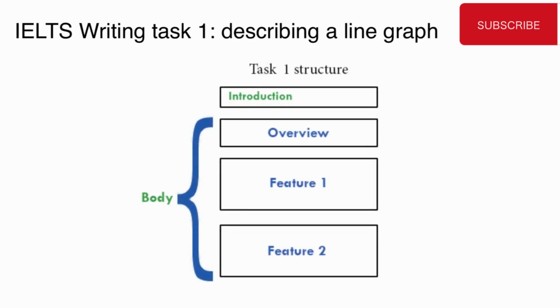Here is the standard structure that you should follow to give a Band 9 answer. It consists of an introduction and body paragraphs. You should never write a conclusion when describing a graph. So, the first paragraph you write is your introduction. After that, you start writing your body paragraphs. In your body paragraphs, you should, first of all, give something called a general overview. Secondly, give the detail.